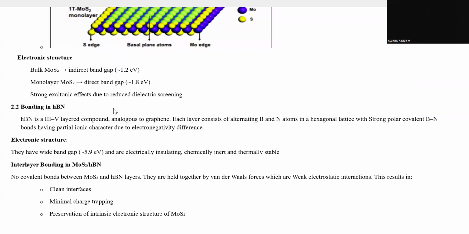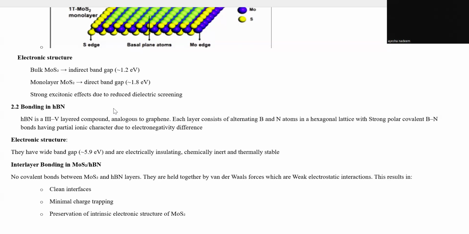And the bonding in hexagonal boron nitride is a layered compound, just analogous to graphene, as we have discussed earlier, that each layer consists of alternating boron and nitrogen atoms in a hexagonal lattice with strong polar covalent boron-nitrogen bonds having partially ionic character due to electronegativity difference. As for the electronic structure, they have a wide band gap of nearly 5.9 electron volt and are electrically insulating, chemically inert, and thermally stable.